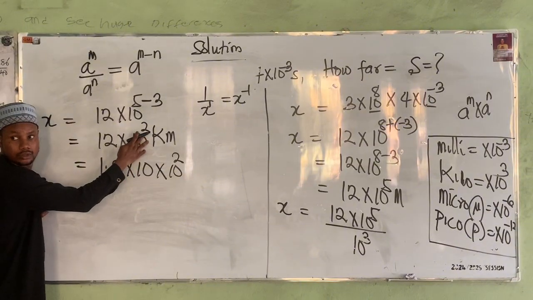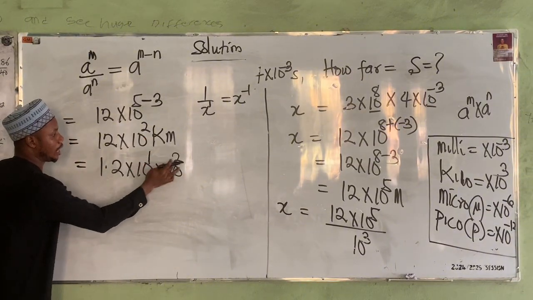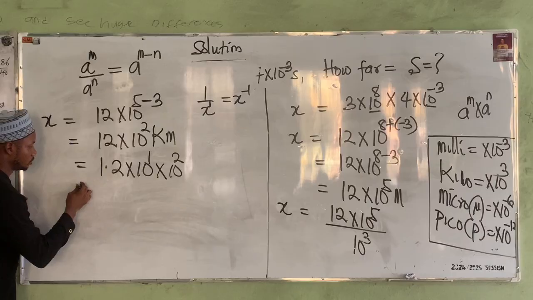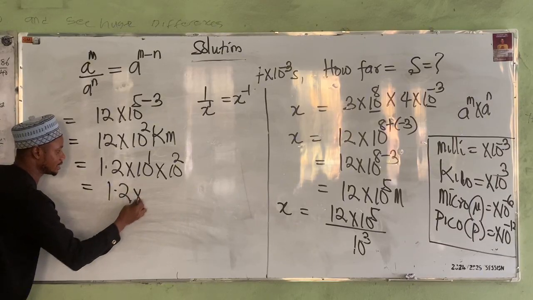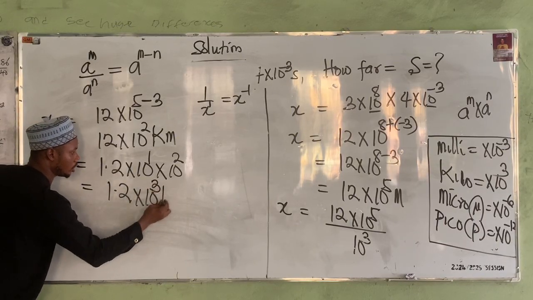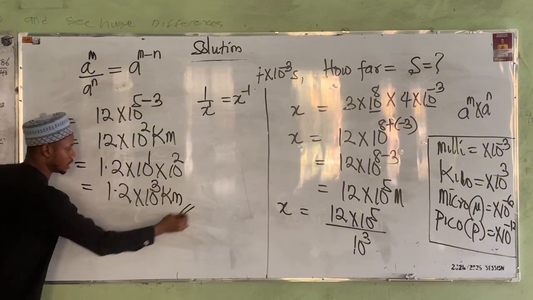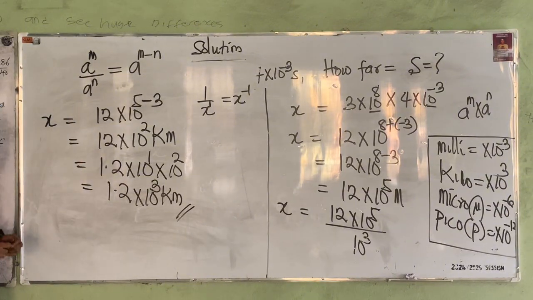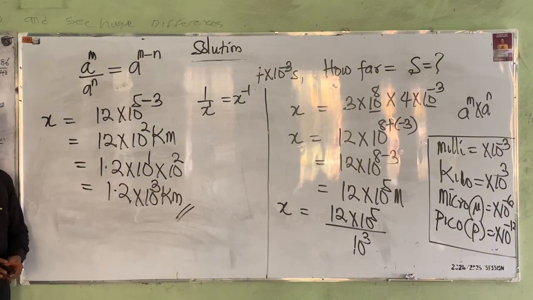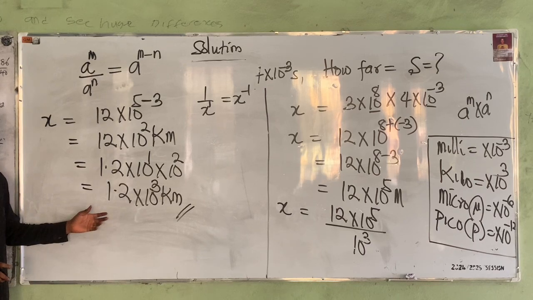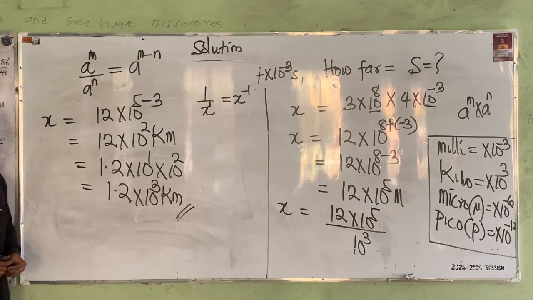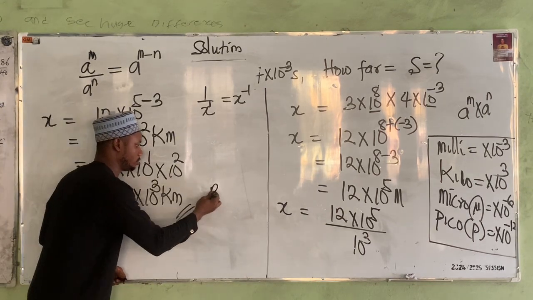Here 1.2 times 10 raised to the power of 2, so class, there's an invisible one here. 1 plus 2, what is the answer, please? 3. So this will be 1.2 times 10 raised to the power of 3, all in what? Kilometer. Please take note of that. So this is how we got this answer here. What option is that? B. Okay, we have that to be B.